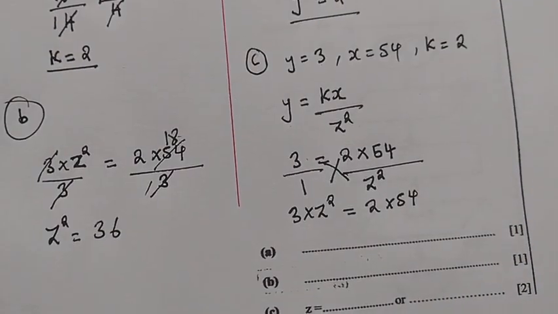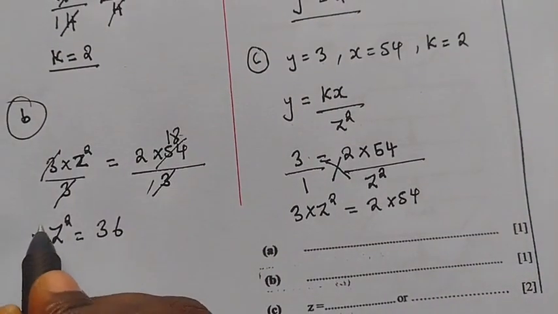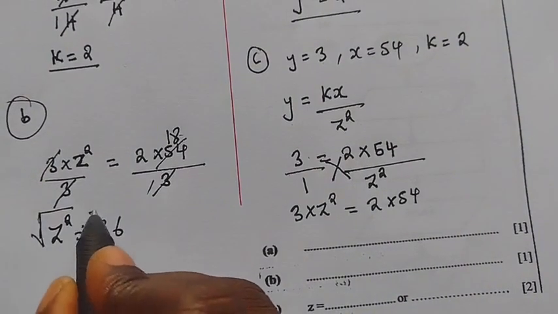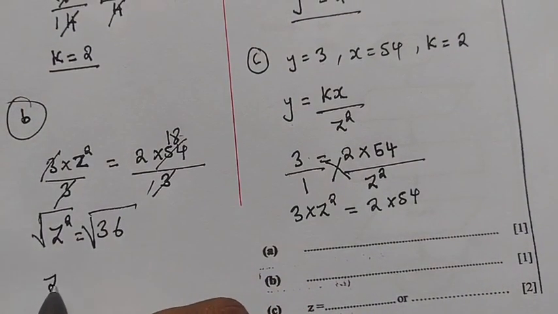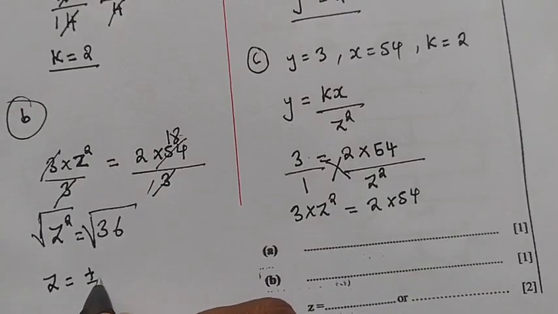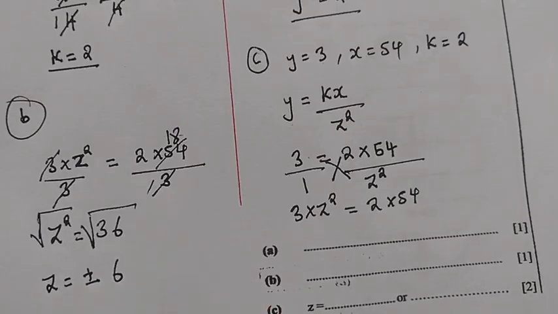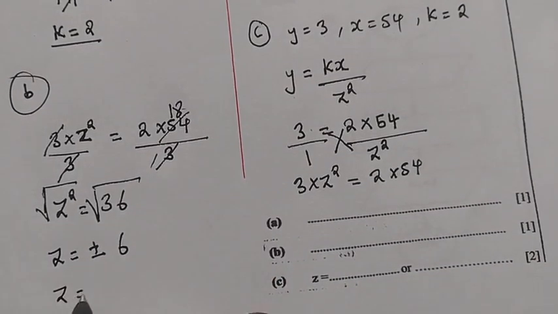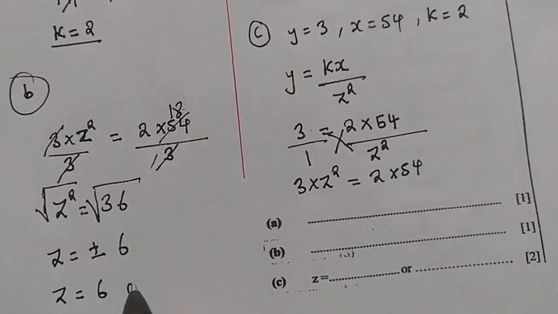So I hope that we are moving together. So here I introduce the square root, even here the square root. Therefore z is equal to plus or minus, what is the square root of 36? It is a 6. So remember the question was find the values of z. So this means z is equal to positive 6 or z is equal to negative 6. These are the values.